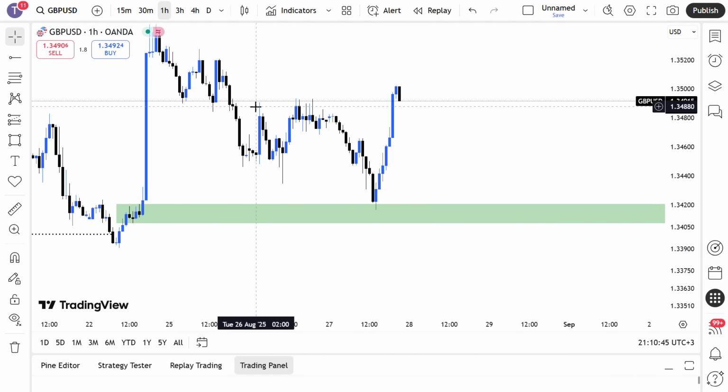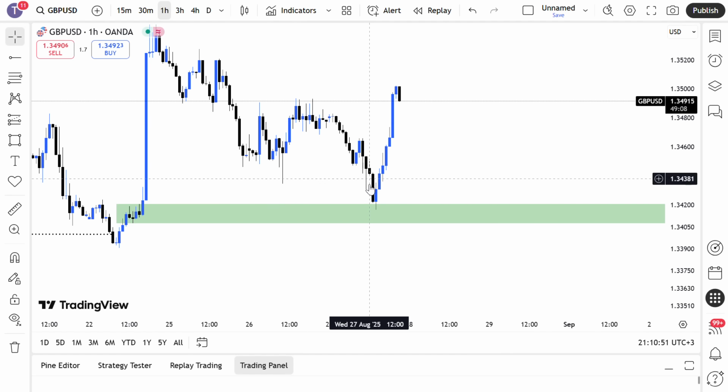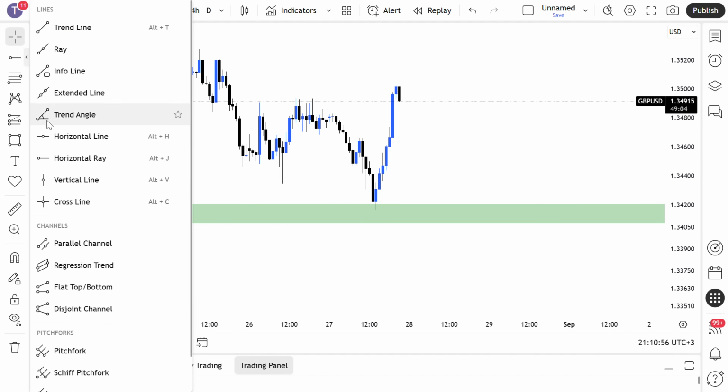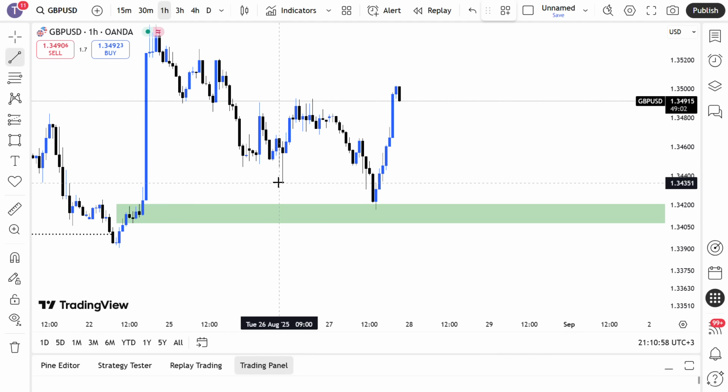We have this pullback, we have the sweep of this low, and then the market came back to sweep this high's liquidity before going back down to break structure. So this is a valid break of structure to the downside. So we have this as our valid break of structure.